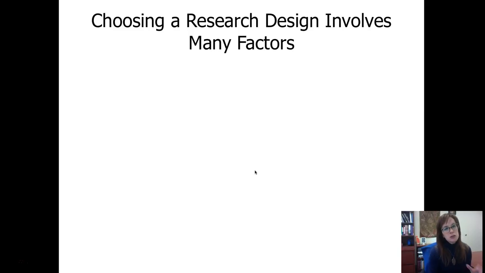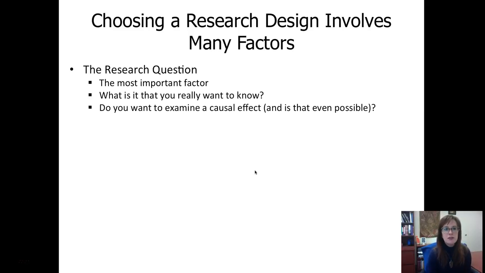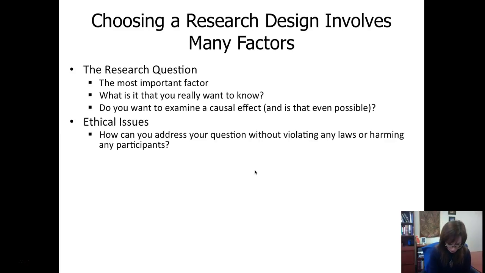So I'll conclude with a couple of pointers and a quick summary. As I mentioned at the beginning, as I'll mention a million more times, I'm sure, choosing a research design involves so many factors. And I think the first and the most important really is that research question. So what is it that you really want to know? Do you want to examine a causal effect? And is that even possible in your situation?